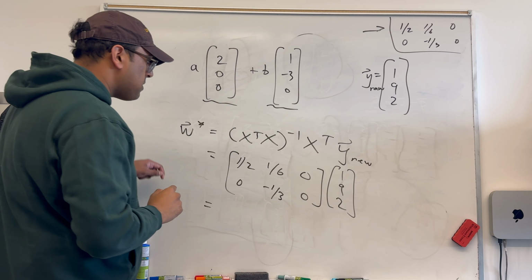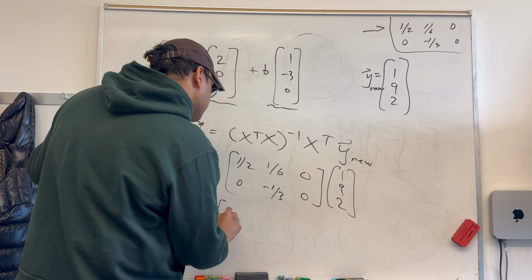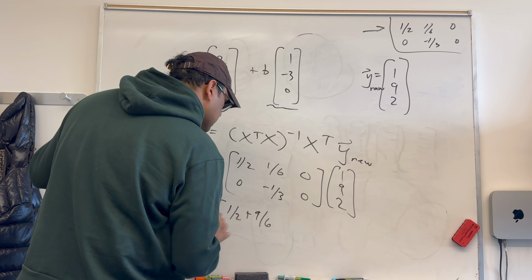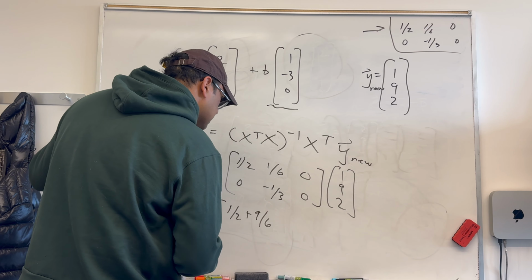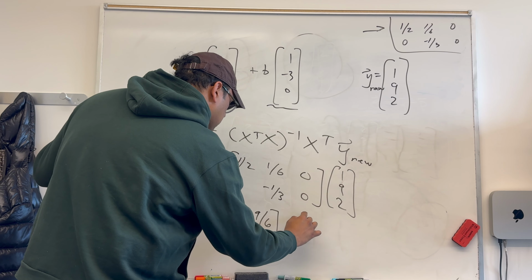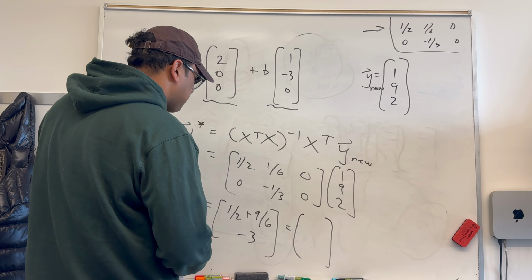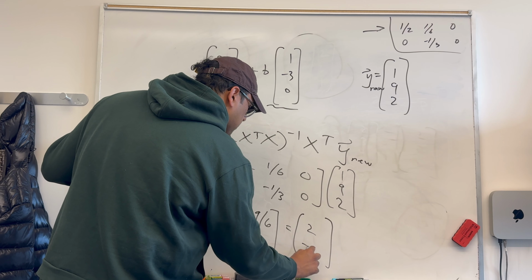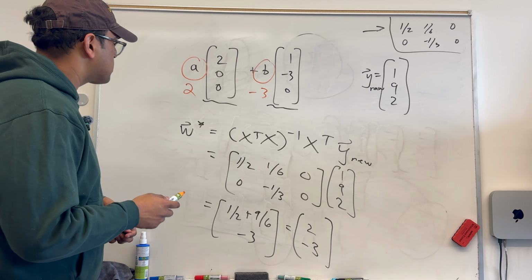What does this end up giving me? On the top, I get 1/2 plus 9/6, and on the bottom, I get -3. What is this simplified to? 1/2 plus, what is this, 3/2, so 2, -3.